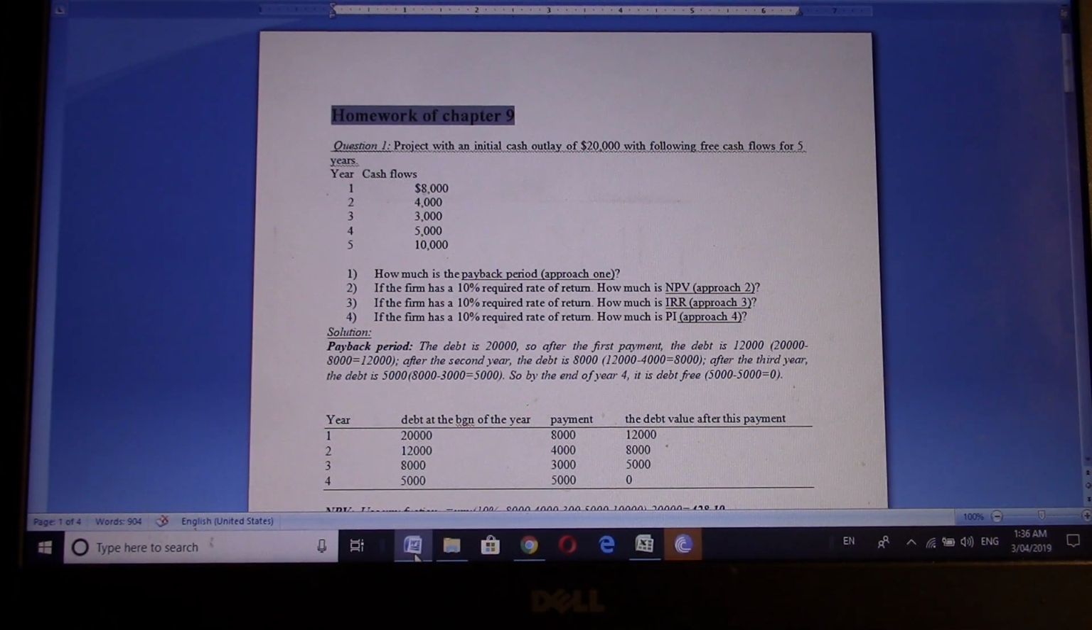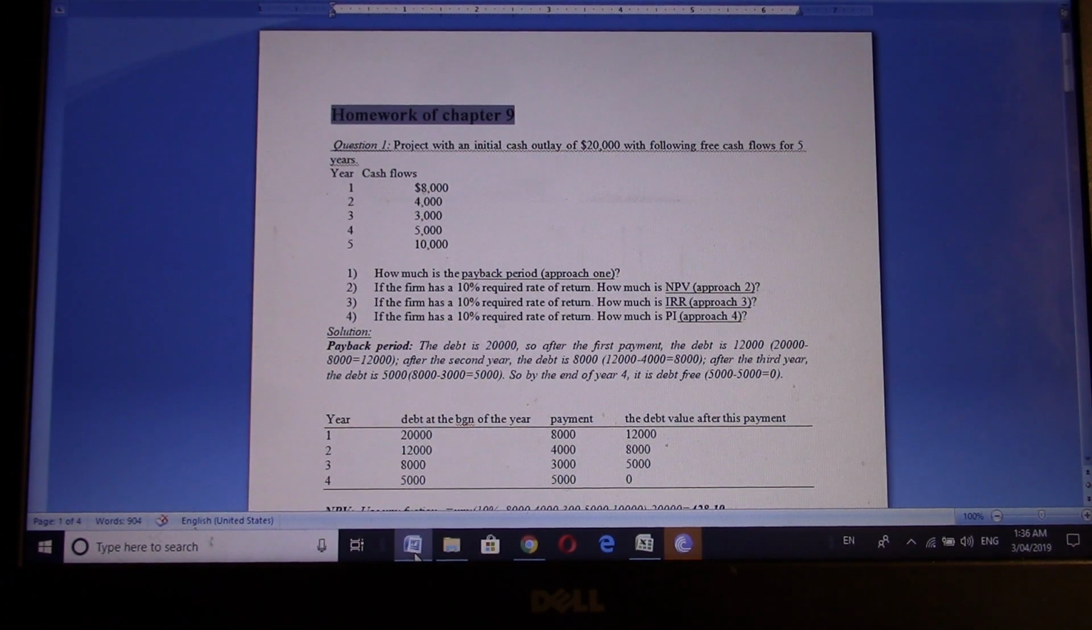The first question: the project costs you $20,000 to begin with, and the 5 years of free cash flows from this project are given. The question is asking how much is the payback period, how much is NPV, how much is IRR, and how much is the profitability index, PI. Let's start from the payback period.